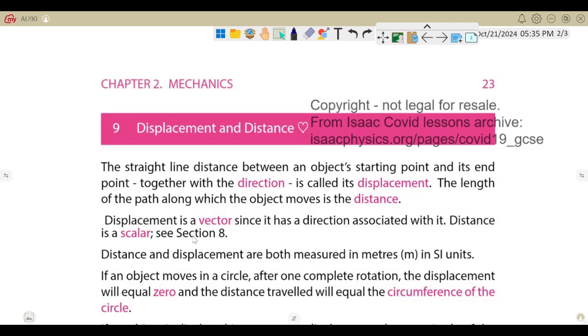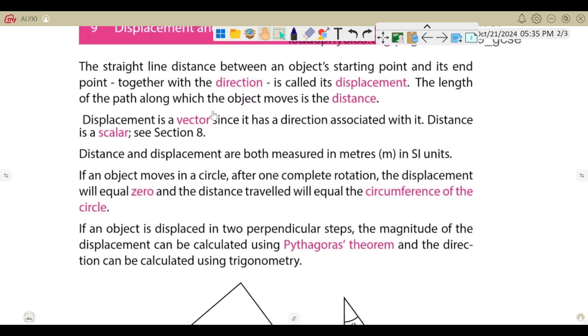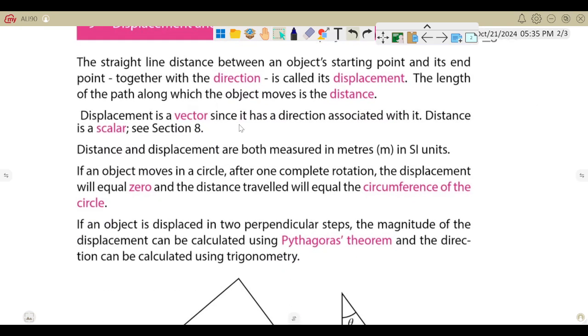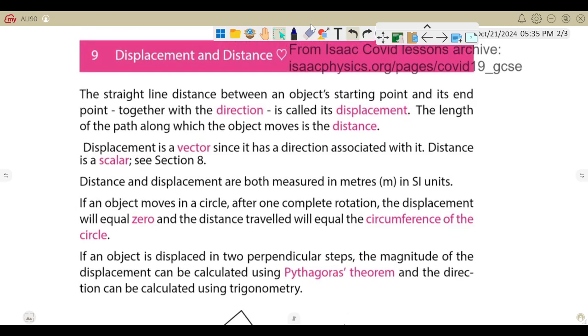All right, so let's pick up where we left off last time. Here, we were about to discuss this part, right? It's about displacement and distance.